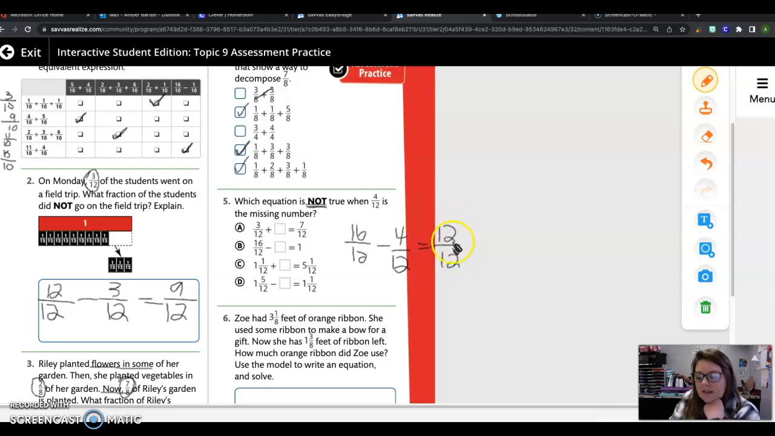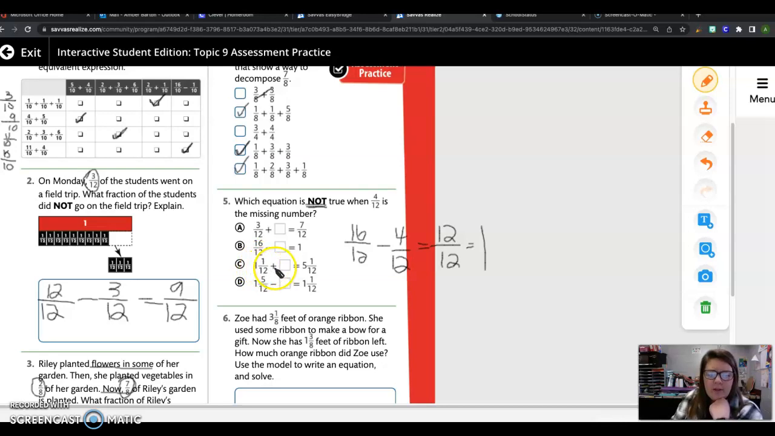And we know that anytime a fraction has a numerator and a denominator that is the same, this fraction is equivalent to what? 1 whole. So is B correct? Yes, it is. 16/12 minus 4/12 does in fact equal 1. Let's look at letter C.